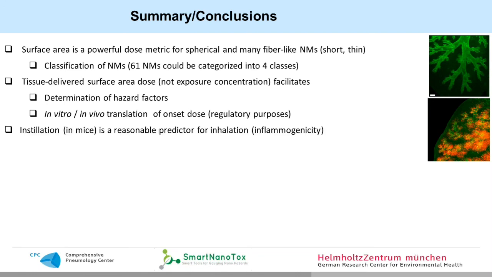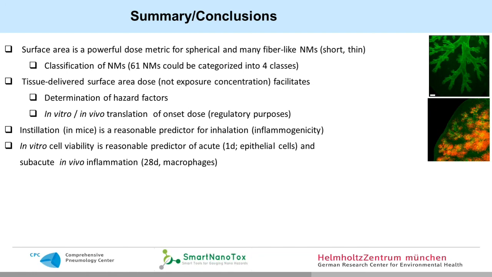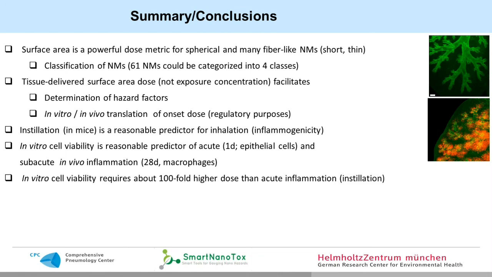Installation, as I said, is a surprisingly good predictor of inhalation, at least in terms of inflammagenicity. In vitro cell viability is a very crude assay, I grant you that, but it's a reasonably good predictor for acute and for subacute in vivo inflammation. And of course, epithelial cells and macrophages seem to perform somewhat similarly. Maybe macrophages are more sensitive and more relevant for the long-term response.